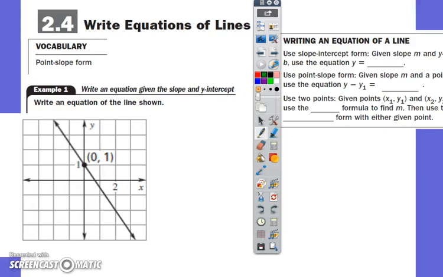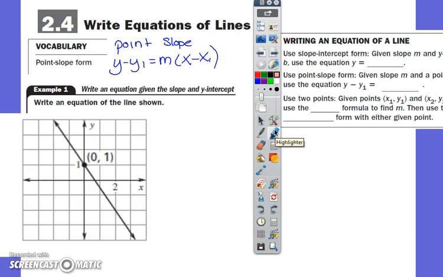For writing equations of a line, here's your vocabulary, things you need to know. Point-slope form. You need a point, and you need a slope. So the formula is y minus y sub 1 equals m times x minus x sub 1, where you will only be filling in the y sub 1, the m, and the x sub 1, because that is your point and your m is your slope.